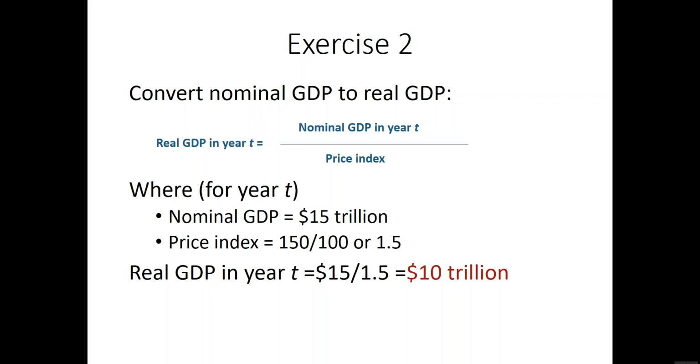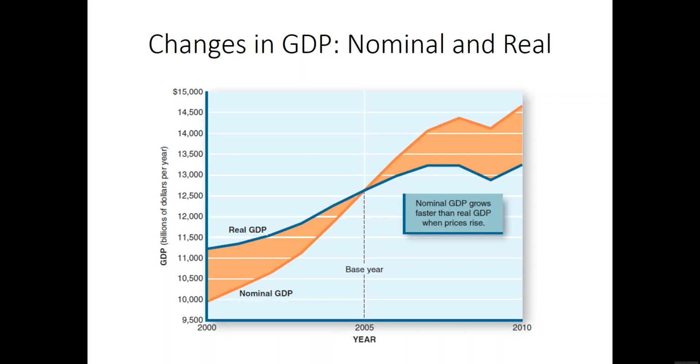So that is how we convert the nominal GDP to real GDP. The key here is, first of all, know what the price index is, and second, remember this conversion formula: nominal GDP divided by the price index, you will get the real GDP.